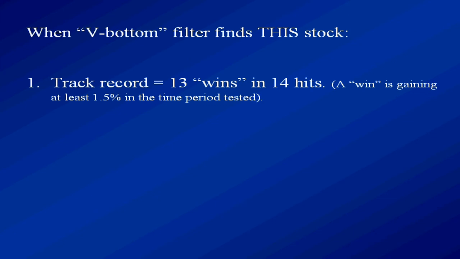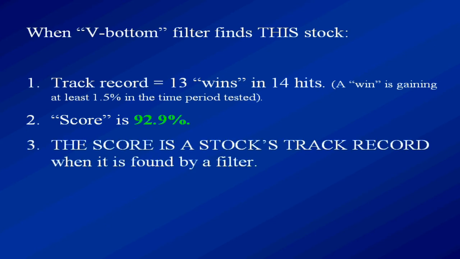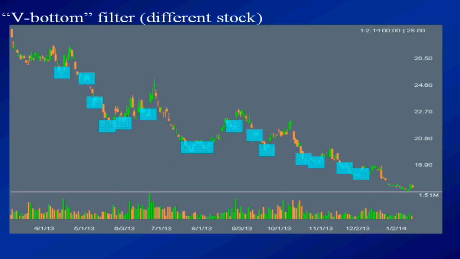Now, for our backtesting, we would measure a win as gaining at least 1.5% in the time period tested. And that's 1.5% on a daily chart in a 3-day period. That's just a little trivia, but that's how a win is measured. So it's got 13 wins in 14 hits, hence its score is 92.9%. In other words, the score is a stock's track record when it is found by a filter. Now this is very significant because not all stocks are created equal.